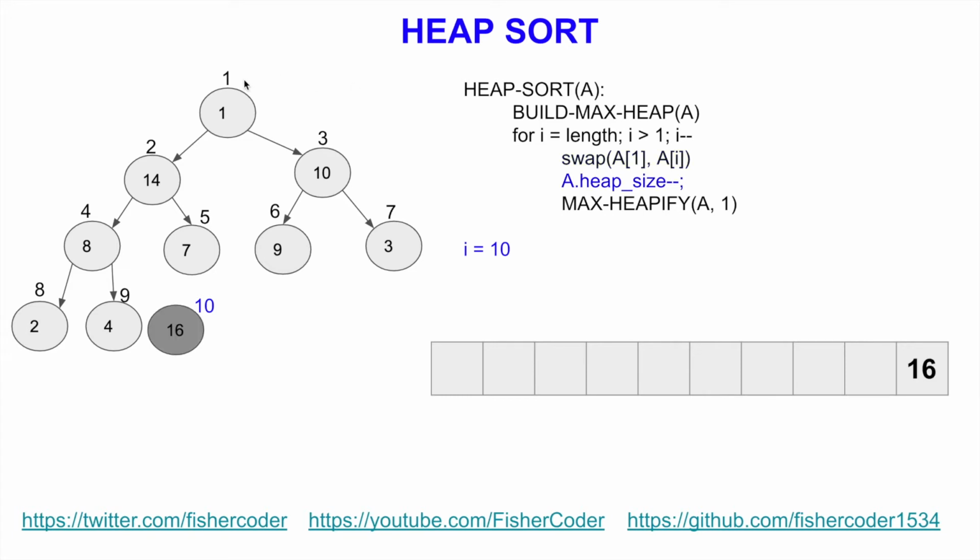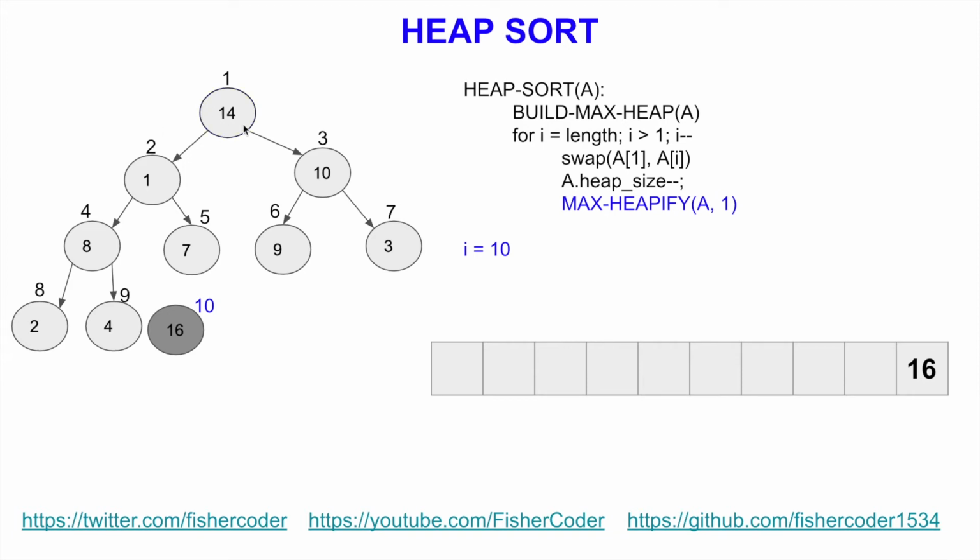Now we decrement the size of the heap by 1. That means we just cut off this edge of this heap in our visual representation. So we put this one into the correct position of the final sorted array. And then what we're going to do, apparently we swapped 1 to this position, and this violates the max heap property. So we're going to call max-heapify on this element.